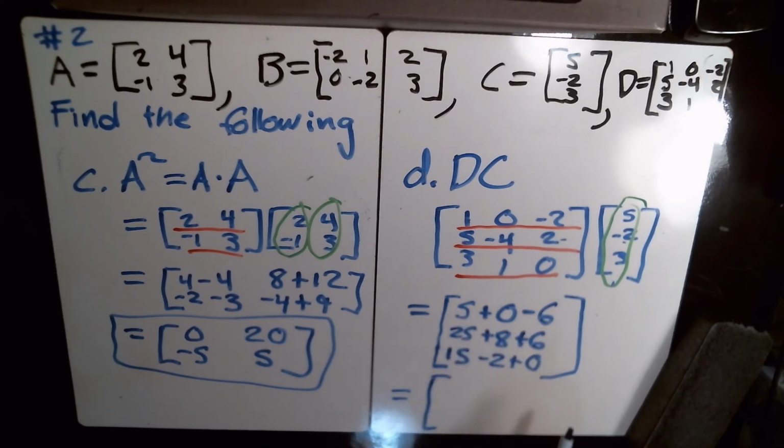So I get 5 minus 6 is -1. 25 plus 8 is 33. So 39 plus, I think. And then 15 minus 2 is 13. So that would be our answer when doing DC.